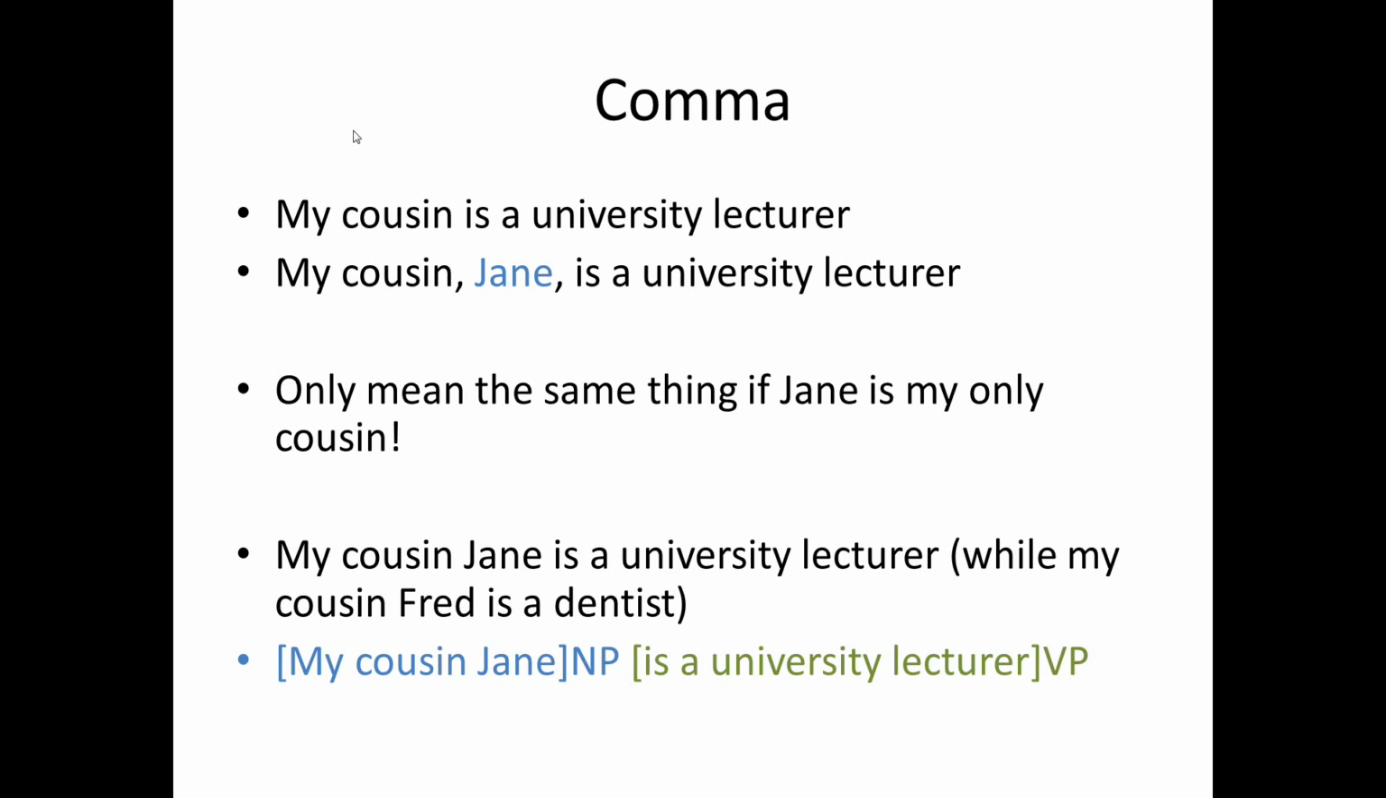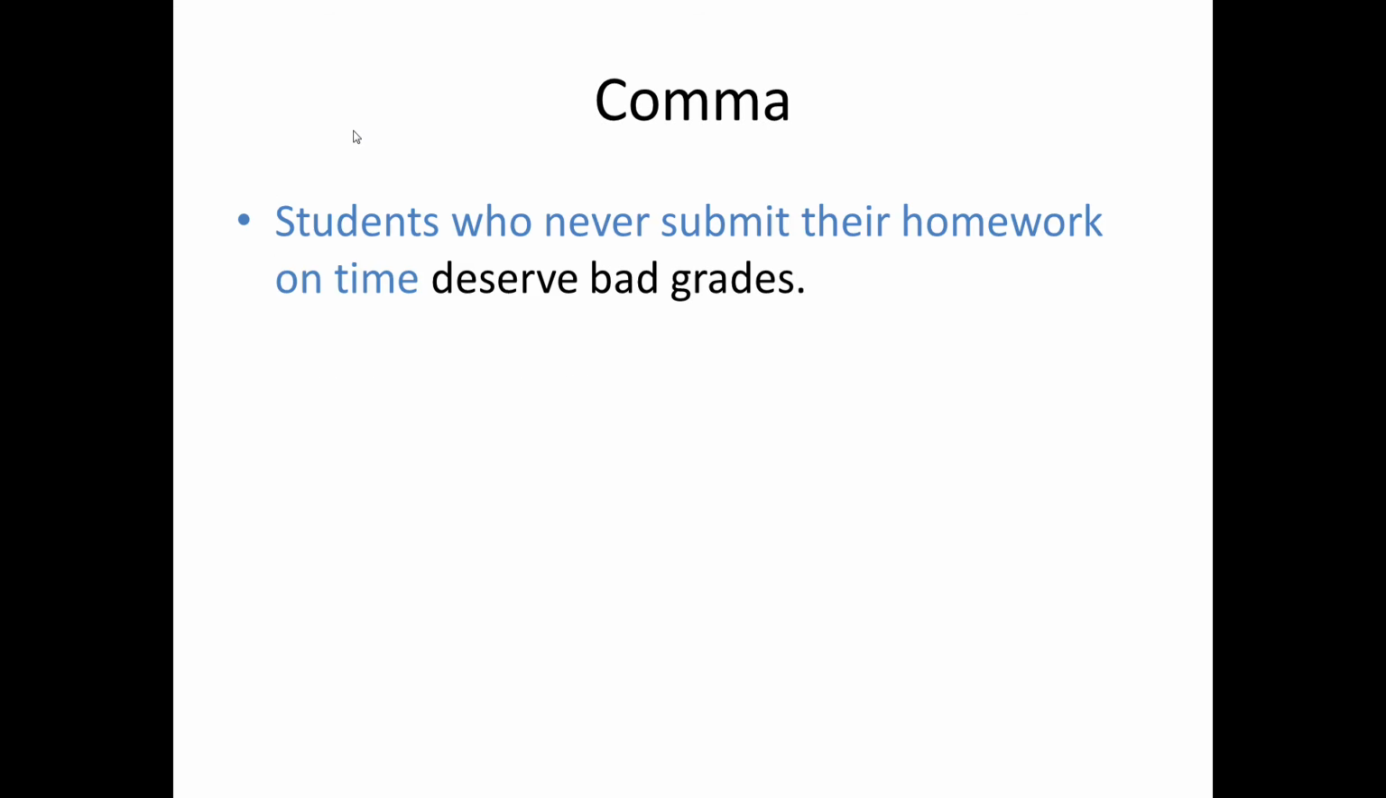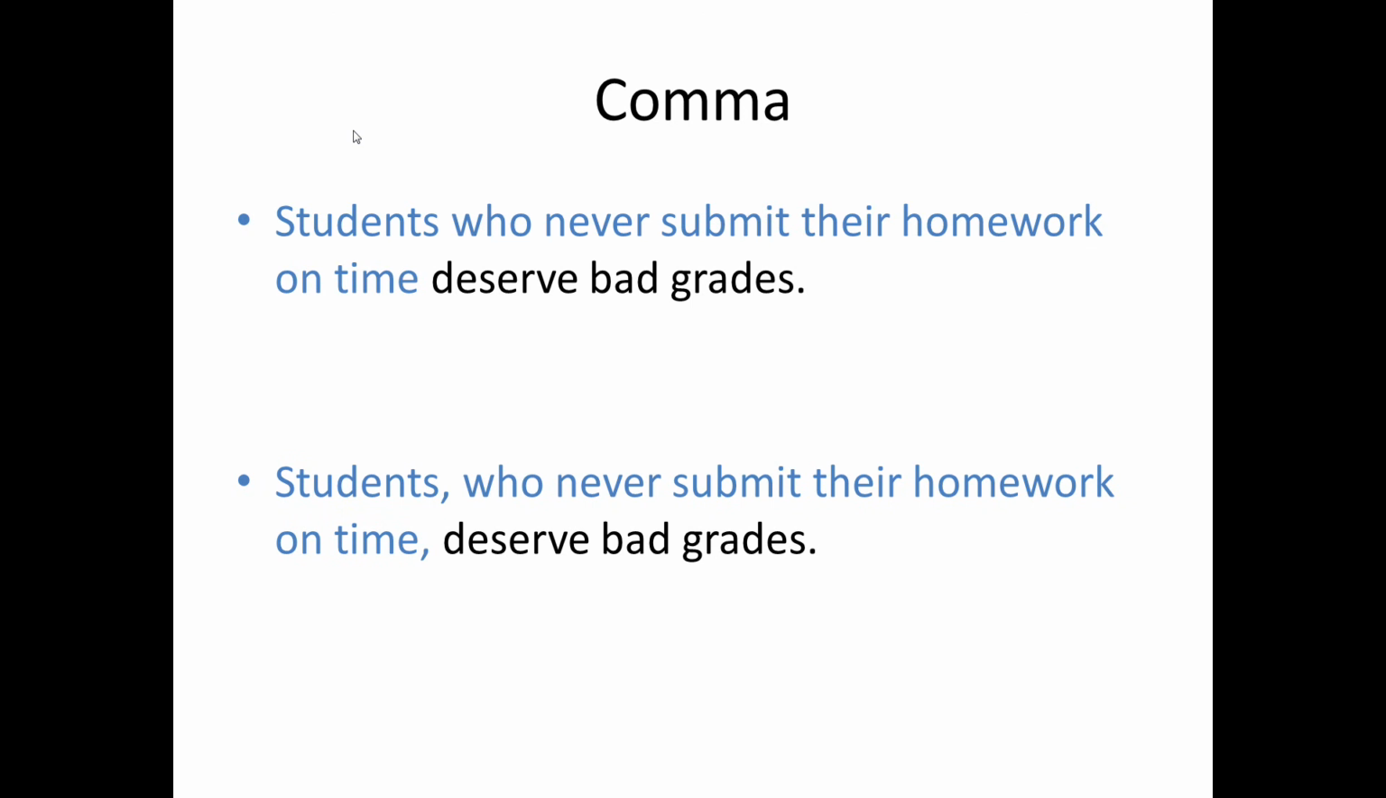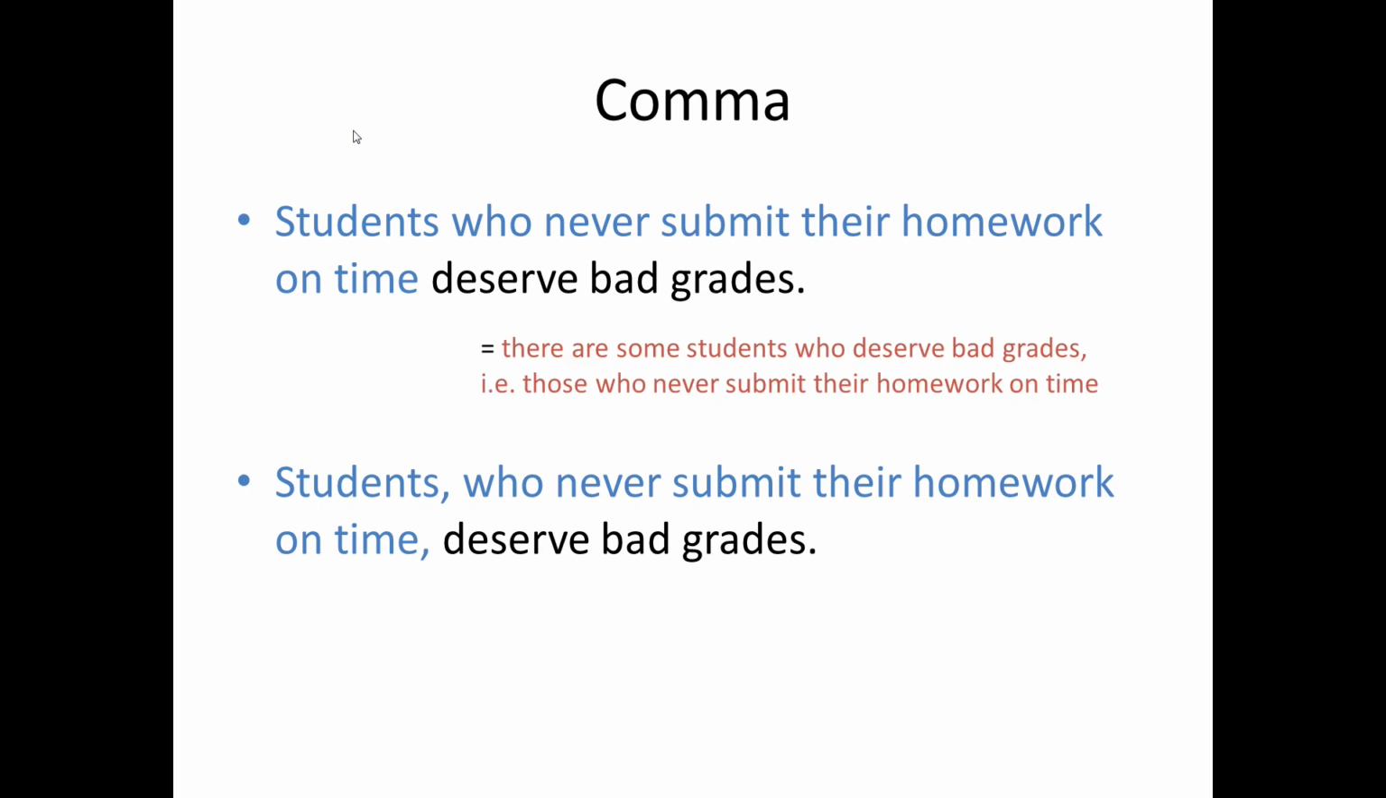We can see the same effect with 2 different types of relative clauses. Compare the following 2 sentences. Students who never submit their homework on time deserve bad grades. Students, who never submit their homework on time, deserve bad grades. The first sentence says that there are some students who deserve bad grades, namely the ones who never submit their homework on time. "Students who never submit their homework on time" is the subject noun phrase, and it can't have a comma inside it.